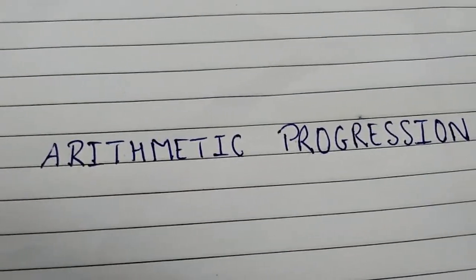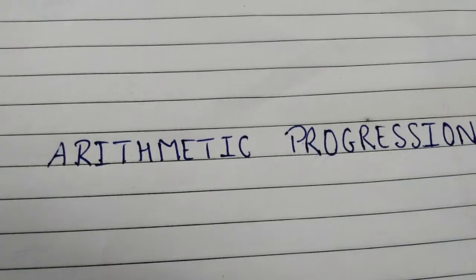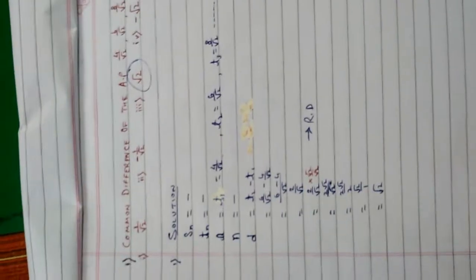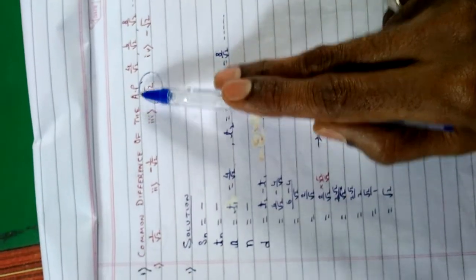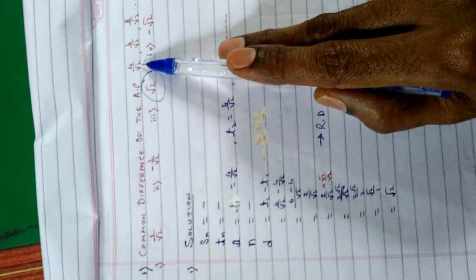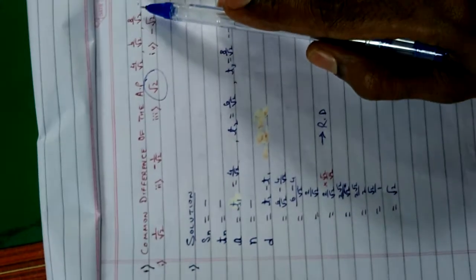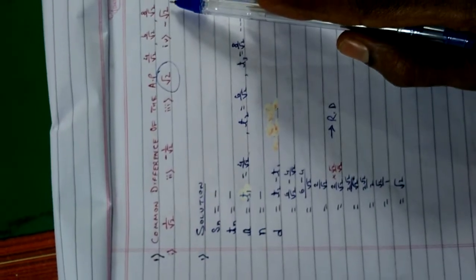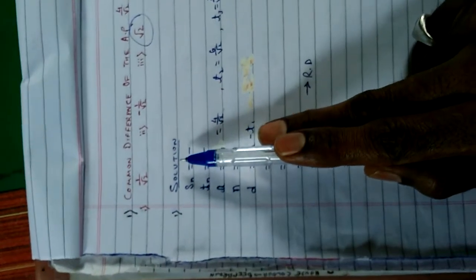Today we are going to practice arithmetic progression MCQs for CBSE, ICSE and SSC. Question 1. Common difference of the AP 4 upon root 2, 6 upon root 2, 8 upon root 2 and so on is. One among these four is the right answer. How to solve?